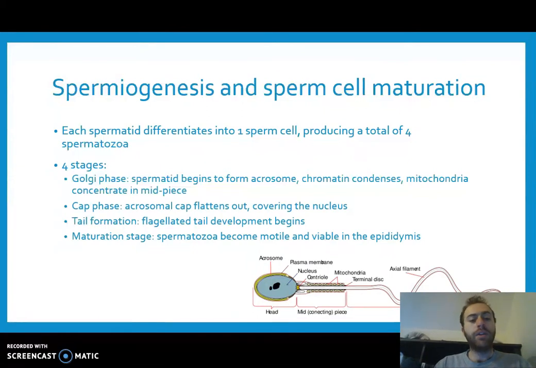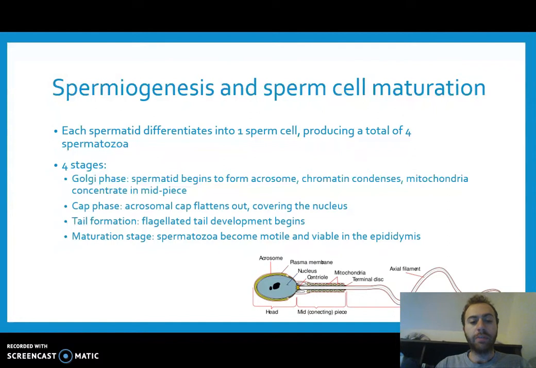Spermatid DNA, the chromatin of the nucleus, condenses into a dense structure, and energy-producing mitochondria concentrate in the midpiece of the spermatid body, as you can see in this sperm cell below. The cap phase then occurs as the acrosome flattens out to form a cap over the condensed nucleus. The acrosomal cap contains enzymes essential for fertilization of the egg.